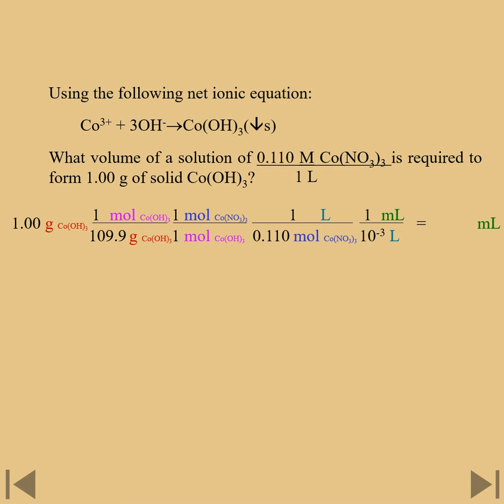And when I put this all on my calculator, I come up with 82.7 milliliters. We should be asking, does our answer make sense? And that seems reasonable. What wouldn't be reasonable? How about 0.827 milliliters? Or 8,270 milliliters?